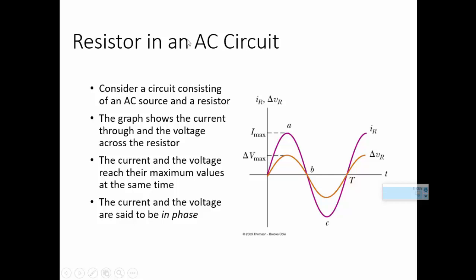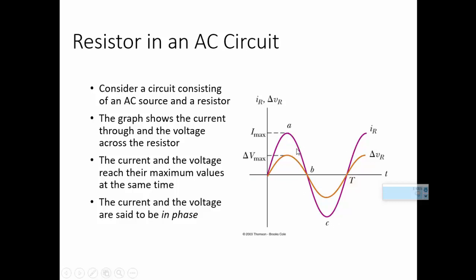So when you say a resistor, consider an AC circuit consisting of an AC source and a resistor. The graph here shows the current through and the voltage across the resistor. This graph corresponds to the current, and this graph corresponds to the voltage. One thing you need to appreciate is that when the AC circuit is connected to a resistive load, the currents and voltages behave pretty much as I'm showing you right now.